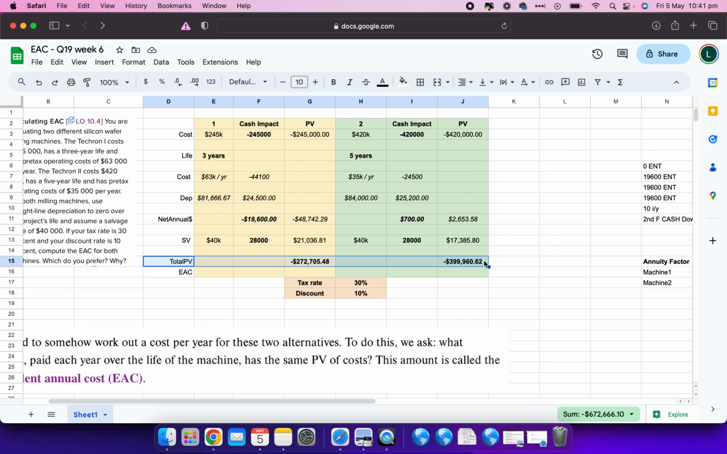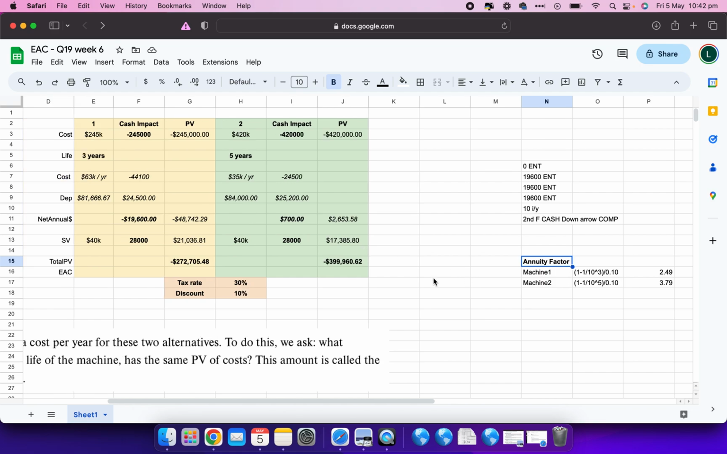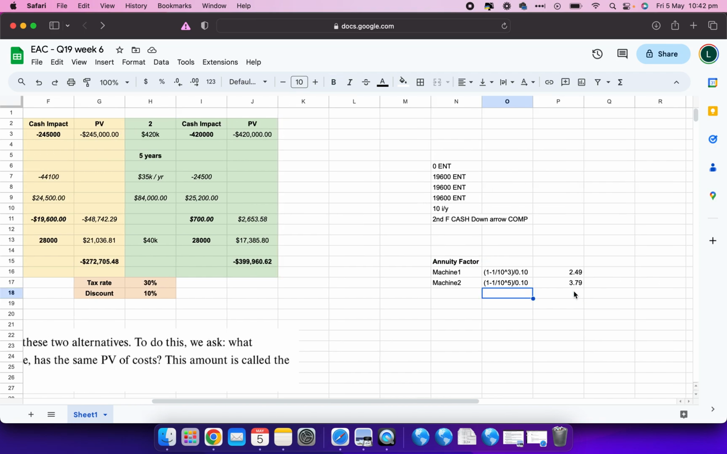Now, just looking at those PVs alone doesn't really explain which project's the better option, right? Because we've got one that's 3 years and one that's 5 years. So what we need to do is figure out what's the equivalent annual cost. And how we do that is by using an annuity factor, and then using that factor to divide the PV by the annuity factor. So I'll explain. What I've done here is I've pre-done all the work for us.